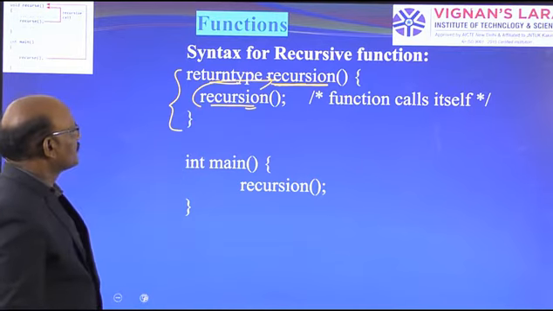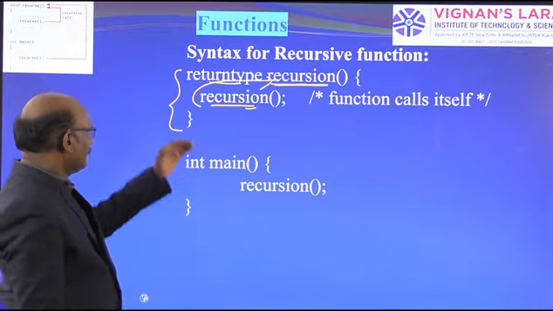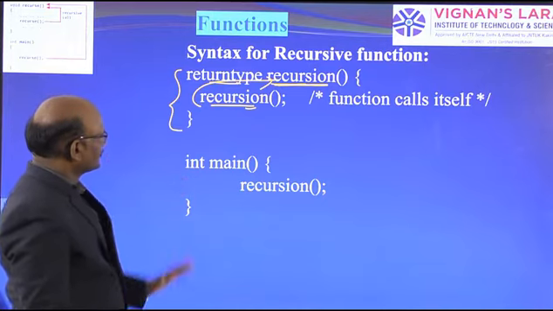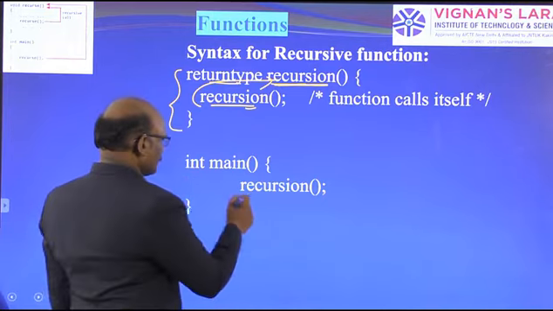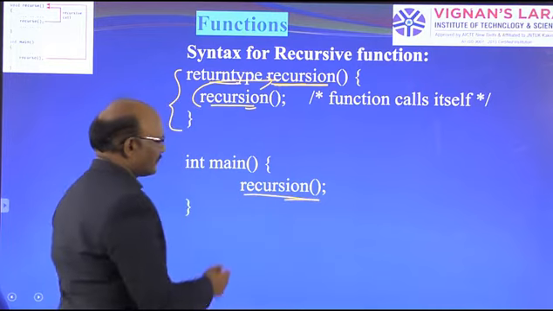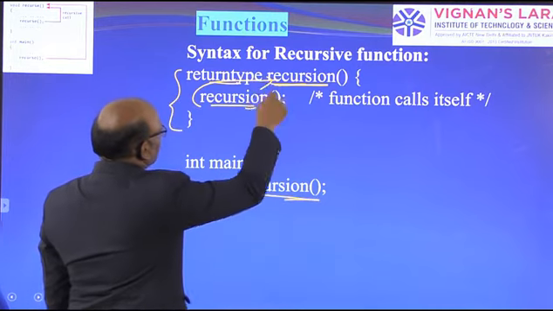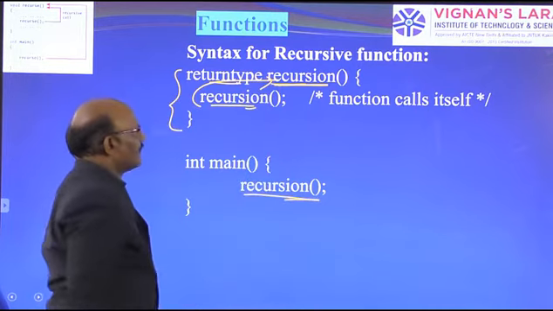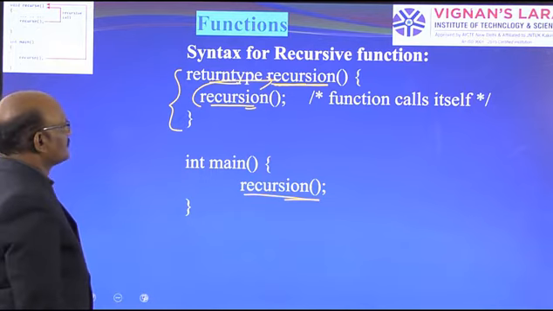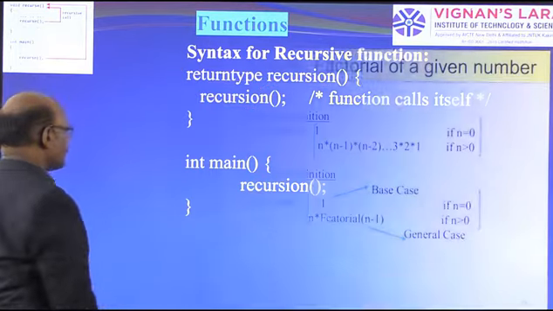So the recursive function can be written like this, right? In the main we are calling the recursion function. The function calls itself repeatedly until a specified condition is met. So this is the syntax for the recursive function.